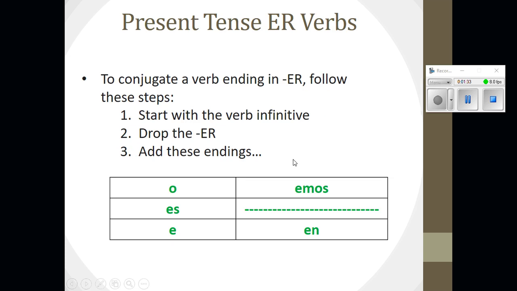Okay, let's look at present tense ER verbs first. To conjugate a verb ending in ER, follow these steps. First, you're going to start with the verb infinitive. So an example would be comer. You'll drop the ER off of that verb, and you'll add these endings. O, es, e, emos, en. Pause the video and fill in the part of the note guide for part A that asks you to write the steps for conjugating an ER verb.